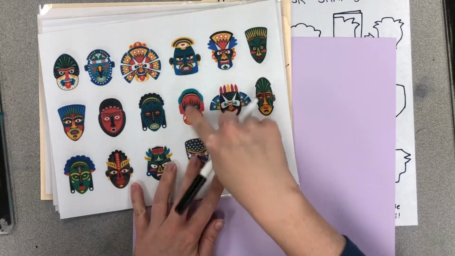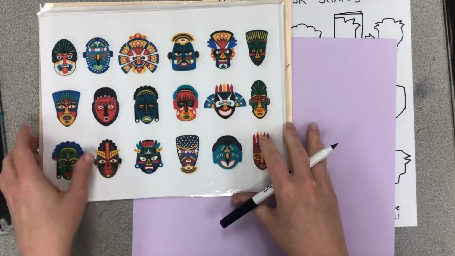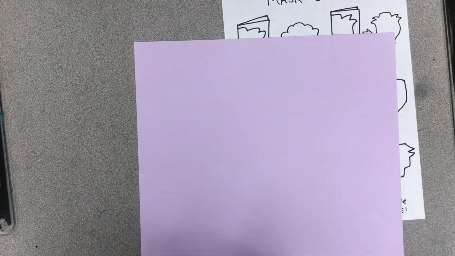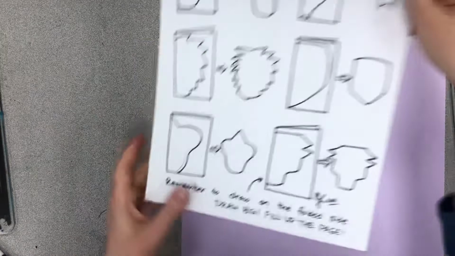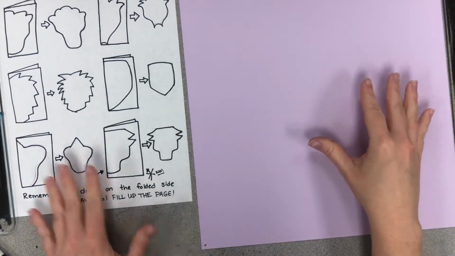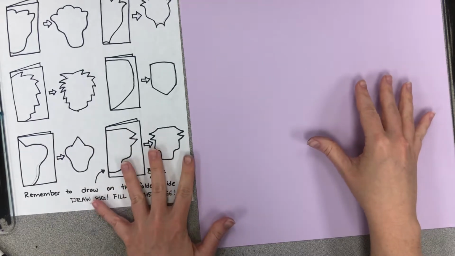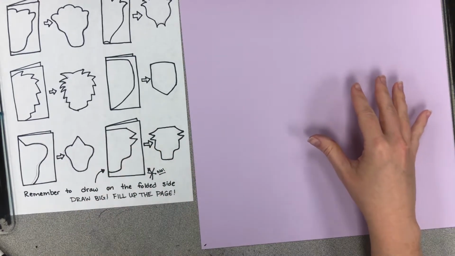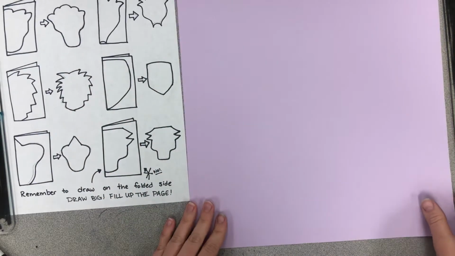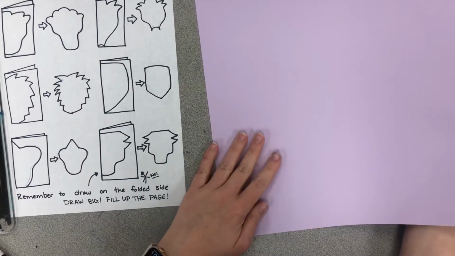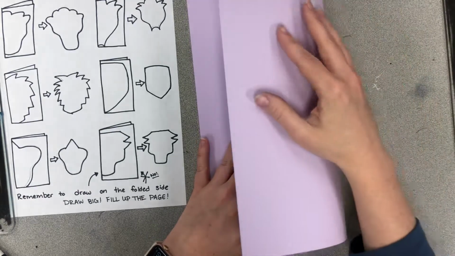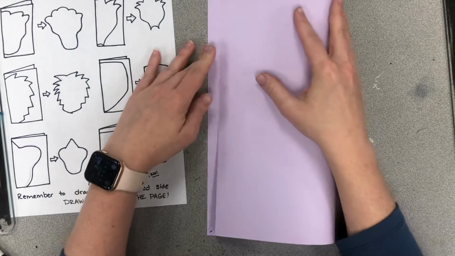So you will have these papers to look at to help get ideas. You will also have the mask shapes paper. This is going to help us decide what shape we want our face to be. You could choose an idea from here, or you could look here. It does not matter. But to create a face that is symmetrical, or the same on both sides, we're going to start by folding our paper in half.